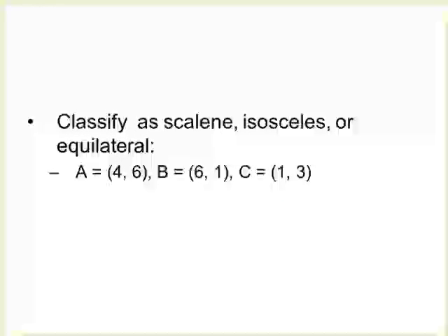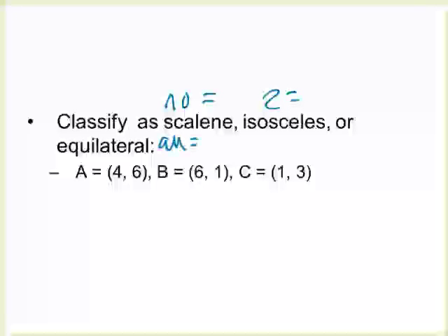Our next question asks us to classify the triangle created by these 3 points as being scalene, isosceles, or equilateral. So we need to remember what these terms mean to be able to classify it. So what does scalene mean? No sides are equal. Isosceles? 2 of the sides are equal. And equilateral? All of the sides are equal.